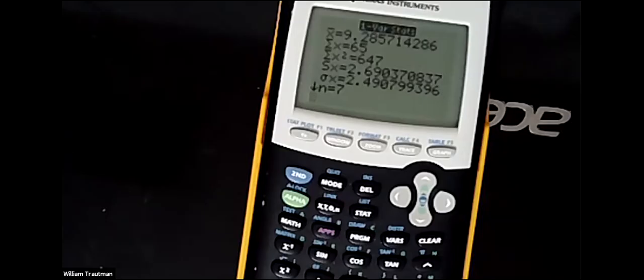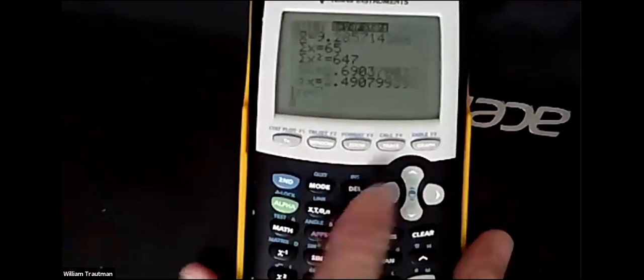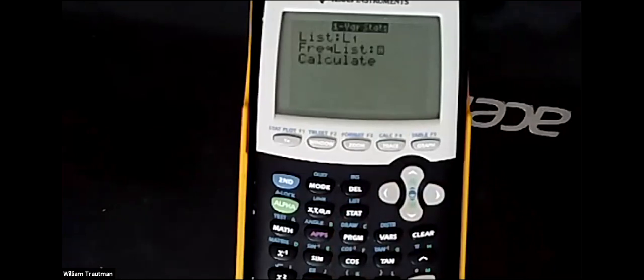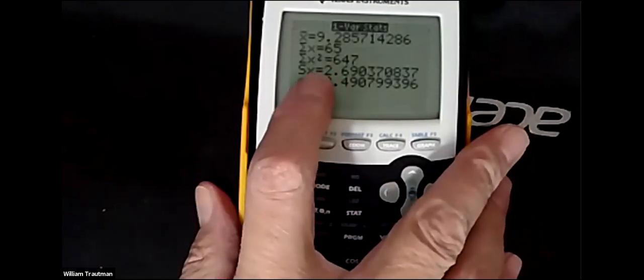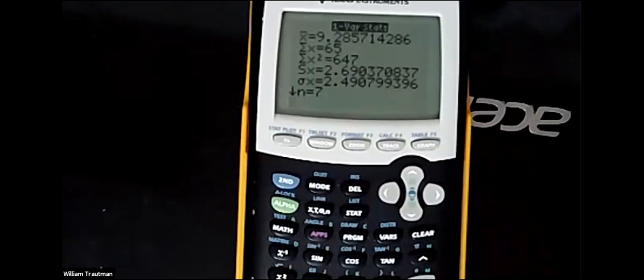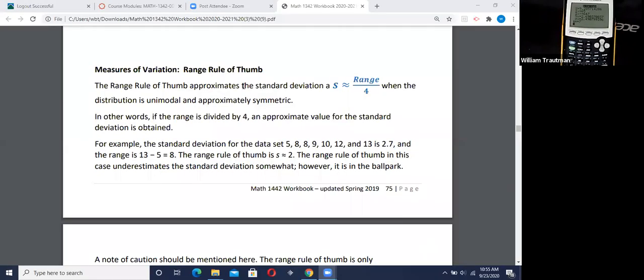When I put this into my calculator, go to stat, calculate, 1-Var Stats. The sample standard deviation is 2.69. 2.69 rounded to 1 decimal place is 2.7. So my calculator said 2.69, which rounded to 1 decimal place is there.